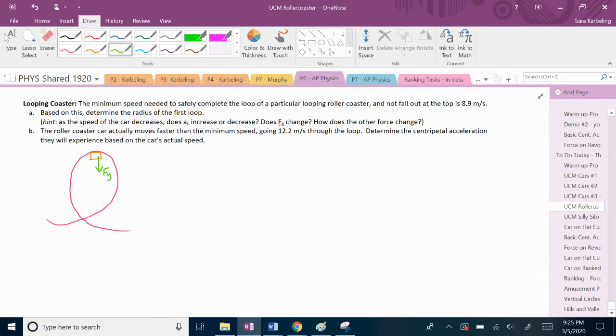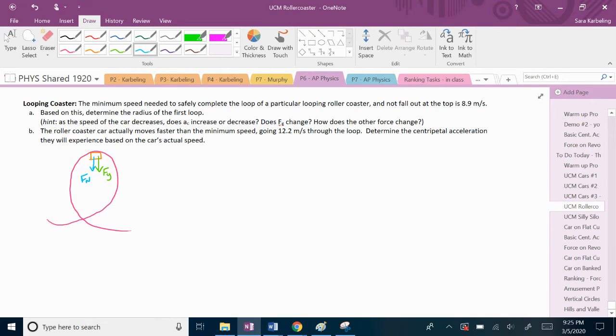There's no string attached or anything like that, but thankfully the roller coaster track is there, and that is pushing down on us as well. So we're going to put that force in there too, F. And it's a normal force because it's just the surface of the track pushing down on the car.